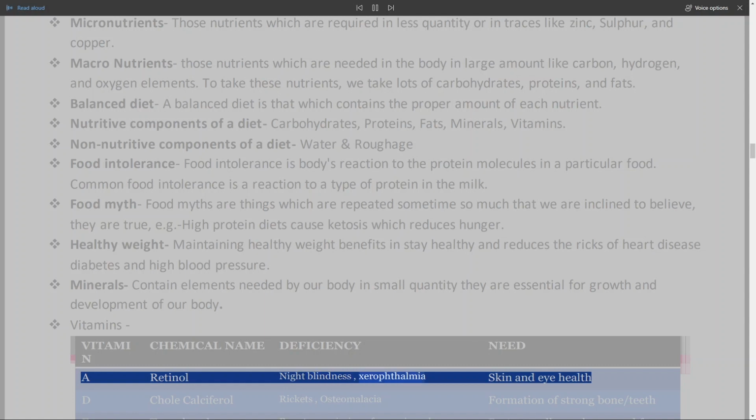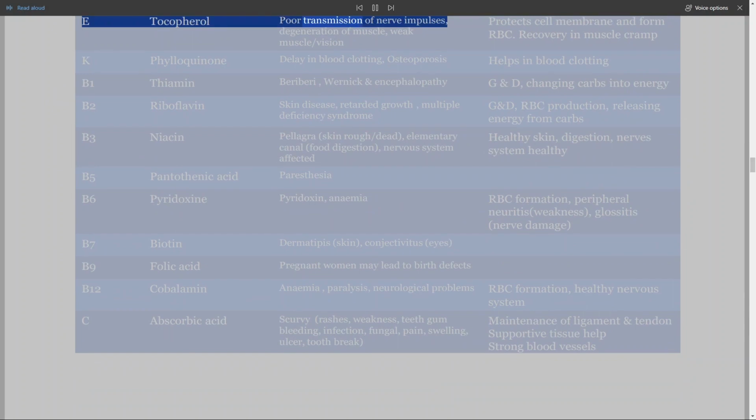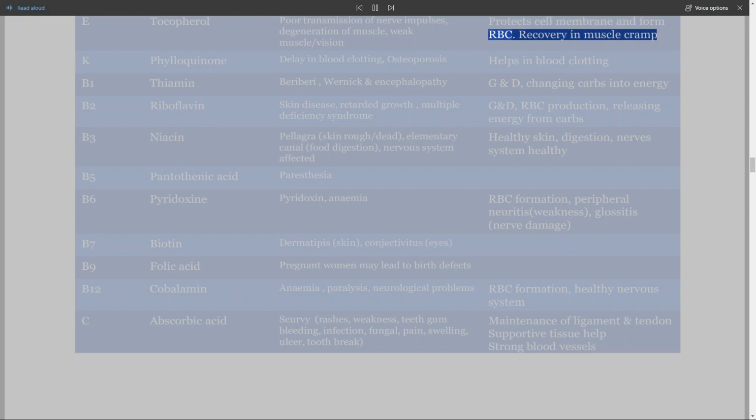Night blindness, xerophthalmia. Skin and eye health. D: Cholecalciferol. Rickets, osteomalacia. Formation of strong bones and teeth. E: Tocopherol. Poor transmission of nerve impulses, degeneration of muscle, weak muscle and vision. Protects cell membrane and forms RBC.